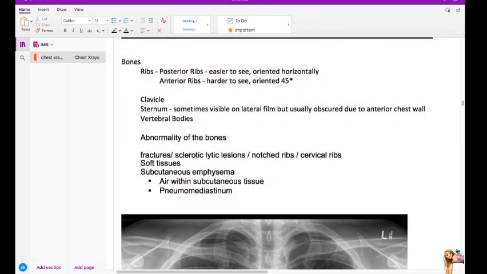Okay, now we go to bones. So that is A. A is the trachea and the two bronchi. You look for narrowing, you look for deviation, you look for any foreign body. Okay, that is A. Next you go to B, that is bones.